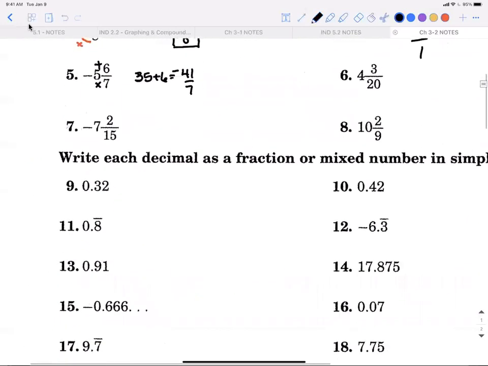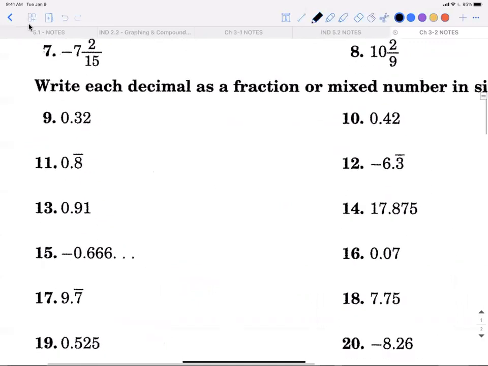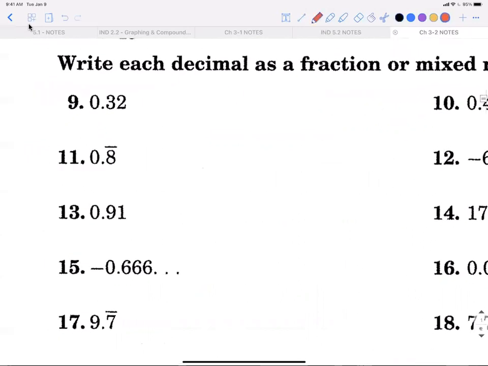All right, so now I want to spend some time on writing decimals as fractions, okay? Regular decimals that stop are not a problem, okay? They're pretty simple. Know that when you're dealing in the decimal side, this right here is considered the 10th spot, and this right here, the 2, is considered the 100th, okay?